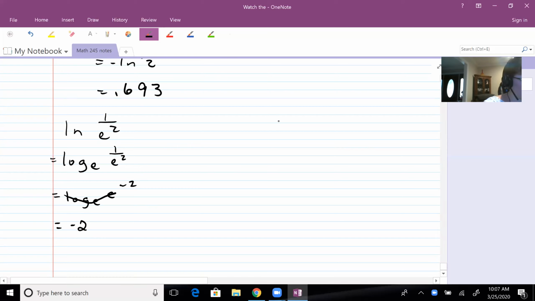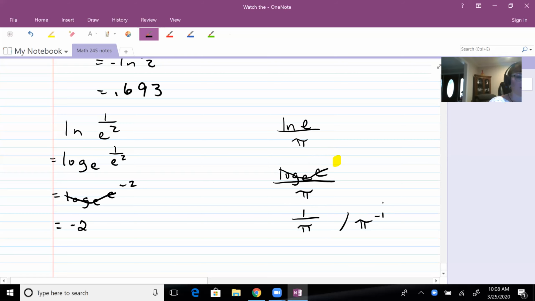Let me give you another one. Let's say we had the natural log of e over pi. So I know in the top, ln is just log base e. So when those things cancel out, whatever this exponent is here is all I'm going to be left with, and that's an imaginary 1. So 1 over pi is a fantastic answer. If you wanted to bring that up to the top, we can say that that's pi to the negative first. Either one of those is fine.